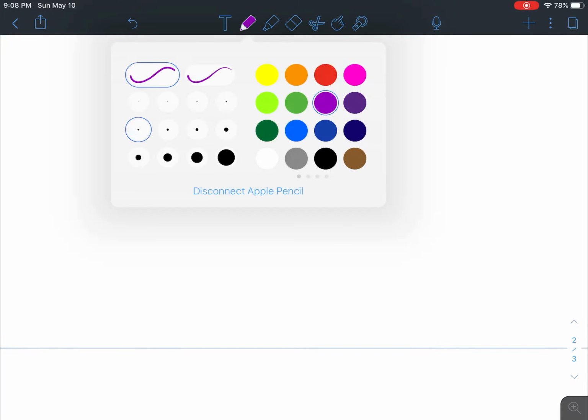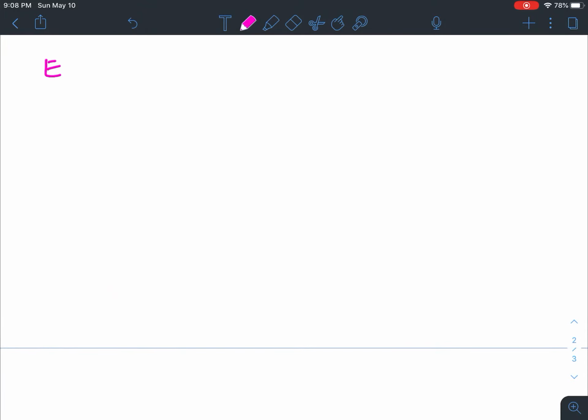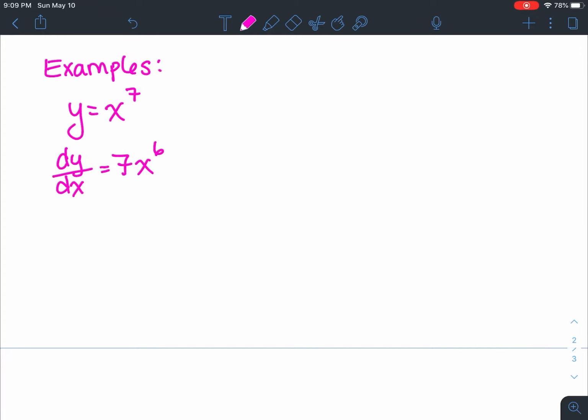All right, guys. So just to show you a couple examples of the power rule, we have y is equal to x to the power of 7. So if we wanted to take the derivative, dy by dx, that would be equal to, bring the 7 in front, 7, then write the x, and then subtract 1 from the exponent, so 6. So 7x to the power of 6.